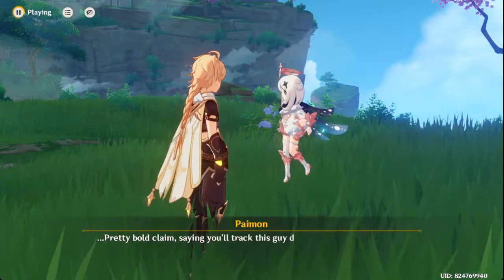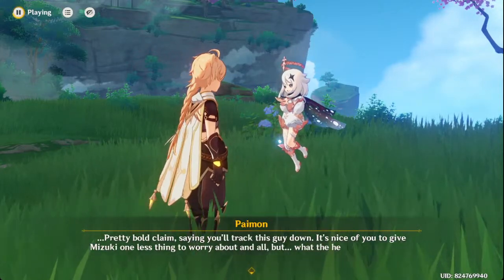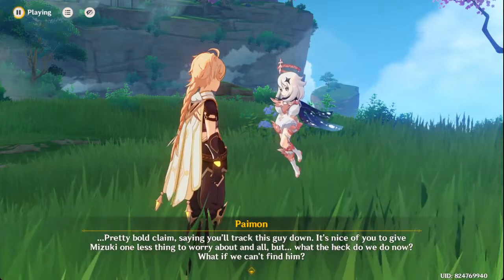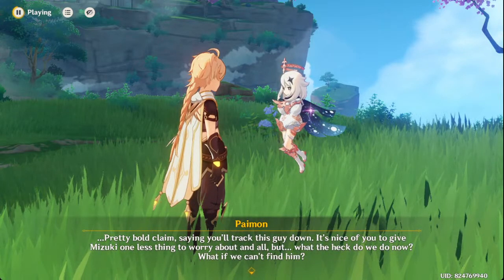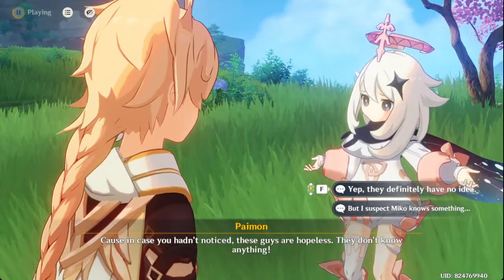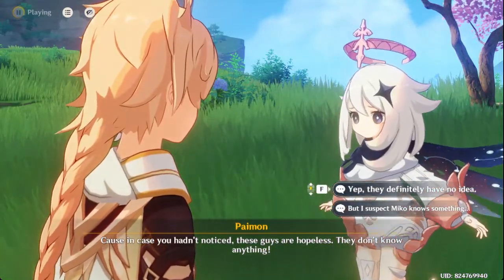Pretty bold claim saying you'll track this guy down. It's nice of you to give Mizuki one less thing to worry about and all, but what the heck do we do now? What if we can't find him? 'Cause, in case you hadn't noticed, these guys are hopeless. They don't know anything.